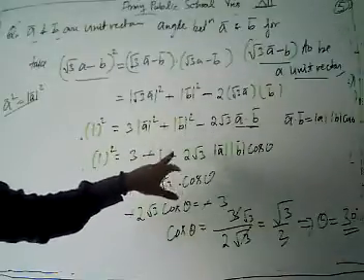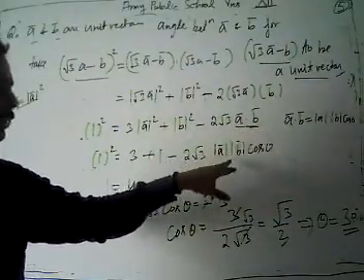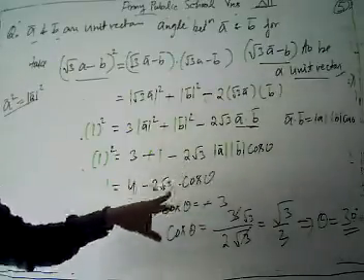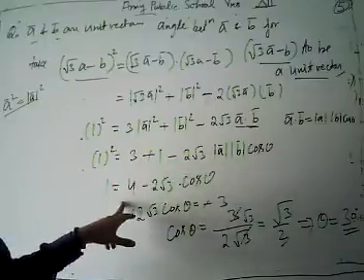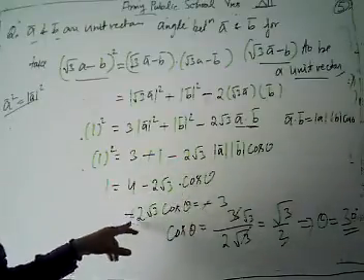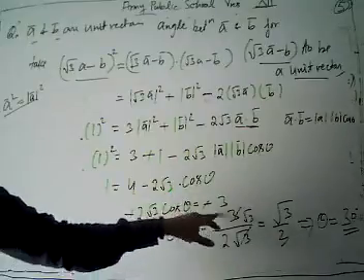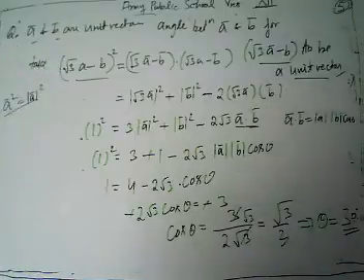3 into 1 is 3, plus 1, minus 2√3 A·B. And the vector A·B is given by definition as mod of A, mod of B, cos theta. Again we get the value 1 there, so we get 2√3 cos theta. 3 plus 1 is 4, so 1 equals 4 minus 2√3 cos theta, or −2√3 cos theta equals −3. Cancel out the minus, then cos theta equals 3 upon 2√3, and after solving we get the value of cos theta as √3 by 2. Hence our given angle is what?